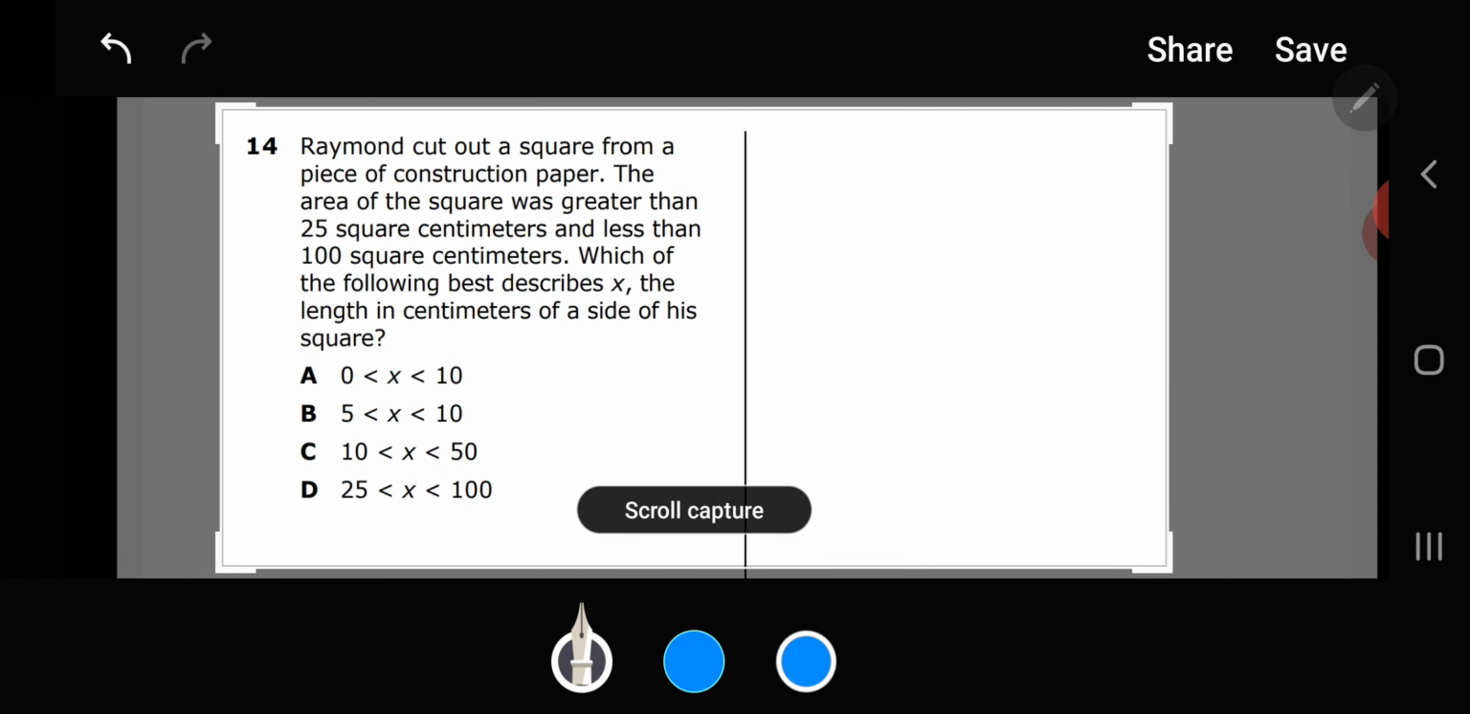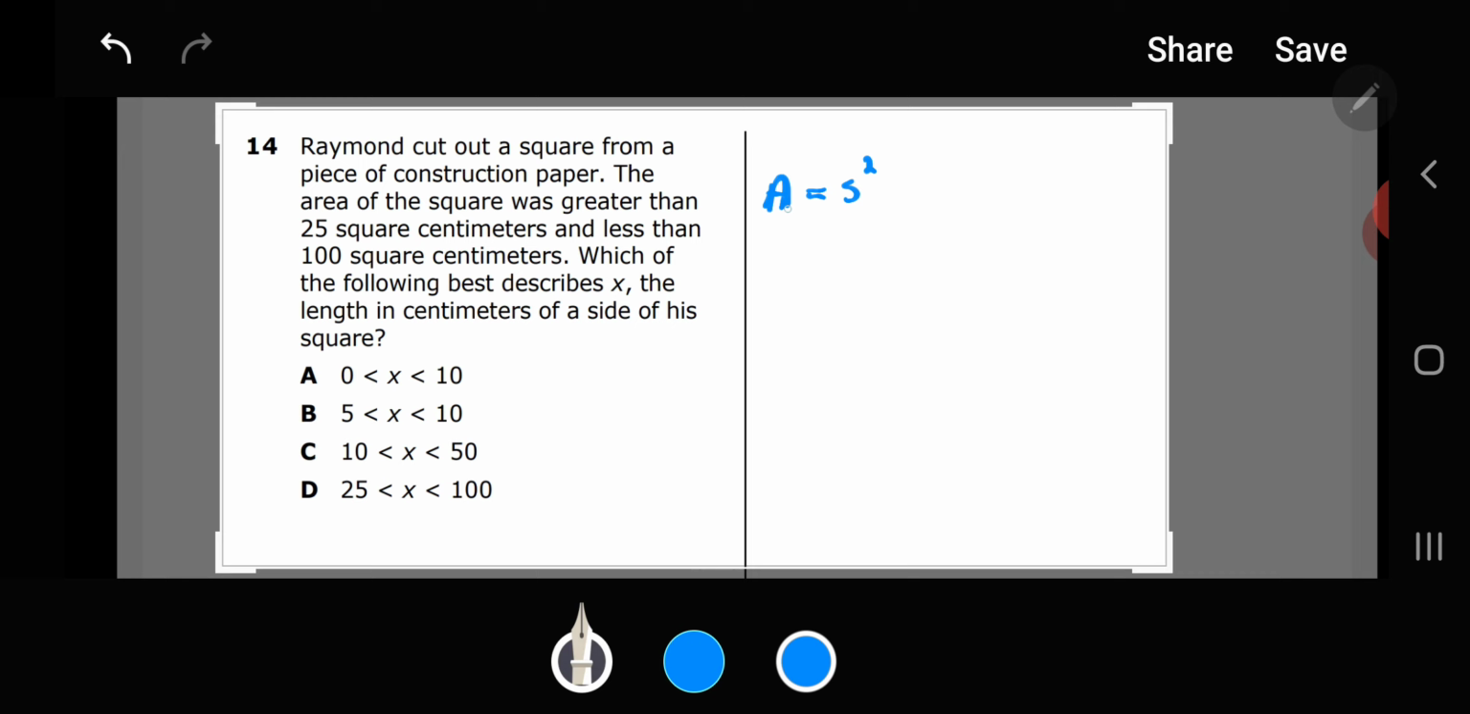Raymond cut out a square from a piece of construction paper. The area of the square was greater than 25 square centimeters and less than 100 square centimeters. Which of the following best describes X, the length in centimeters of a side of the square? Well, let's talk about the area of a square. So to find the area of a square, area is equal to, well, side squared.